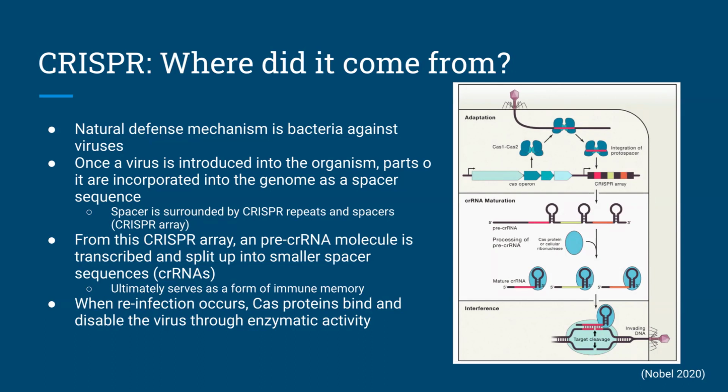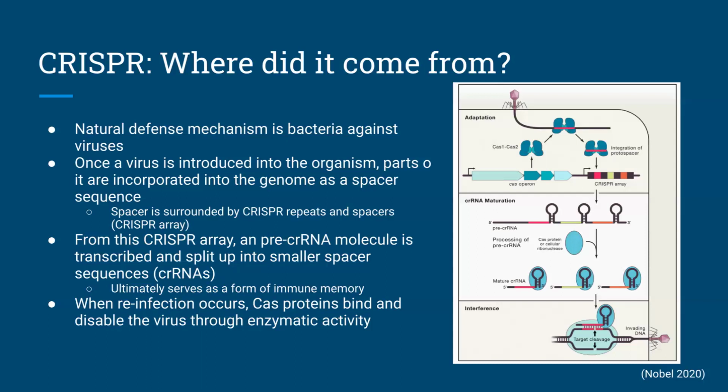And the spacer is surrounded by CRISPR repeats and other spacers, and this is called the CRISPR array. Right? And from this CRISPR array, a pre-crRNA molecule is transcribed. So that's that big long stretch over there where it says pre-crRNA with those little loops. And then a Cas protein is used to split this up into smaller spacer sequences, which are the mature crRNAs.